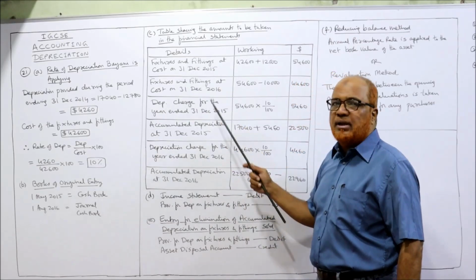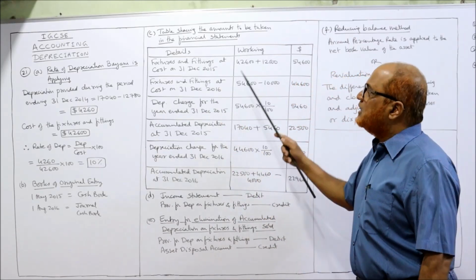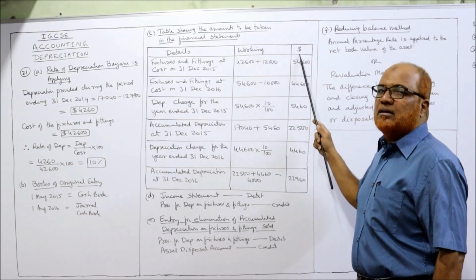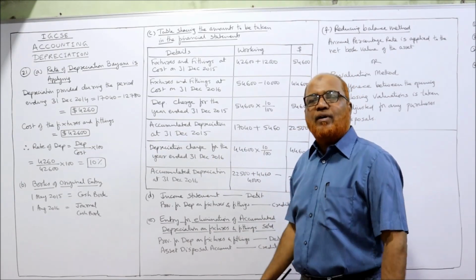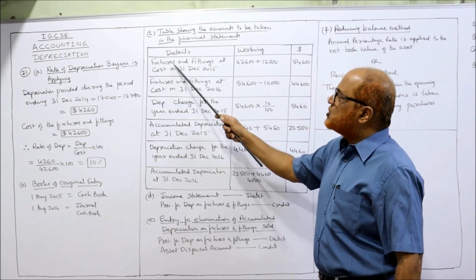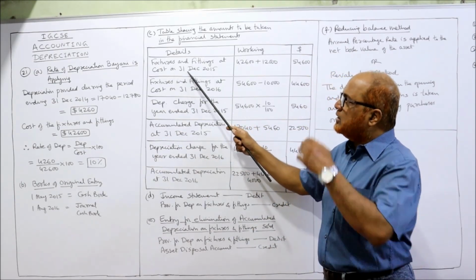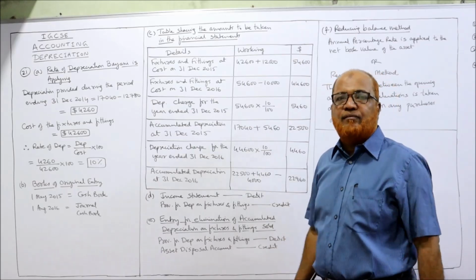So this is the table given in the problem. The only thing you have to fill up is the working and dollars. The first details are already given in the problem. So one by one we'll discuss. Fixtures and fittings at cost on 31st December 2015.